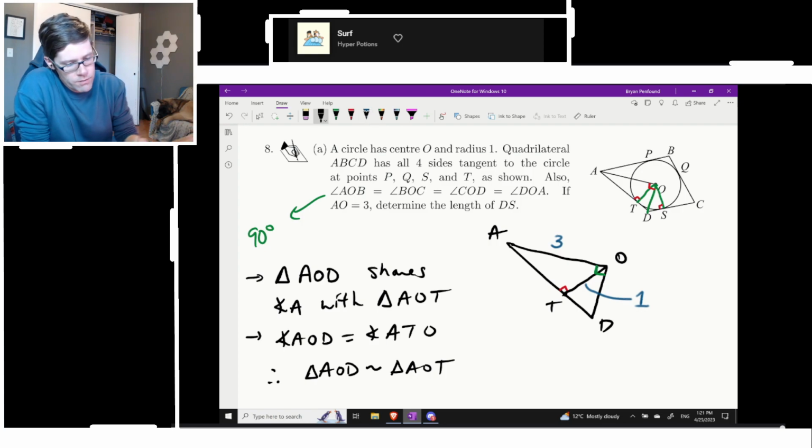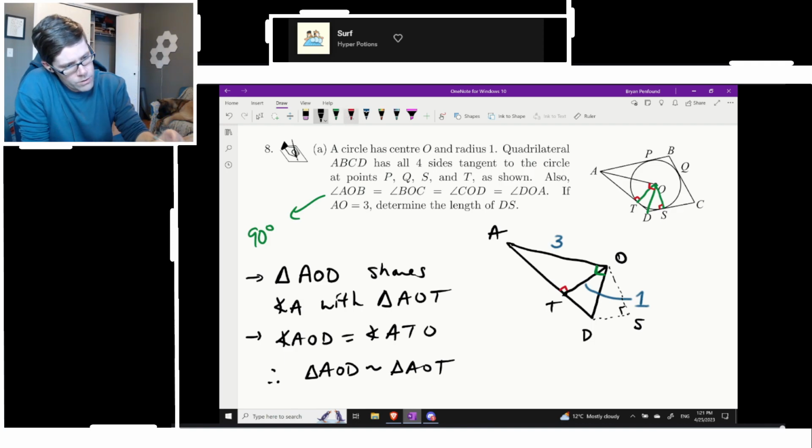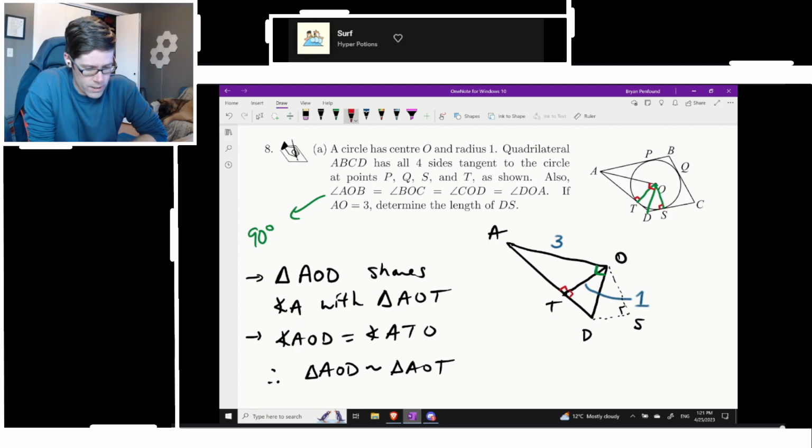Yeah, maybe let's just convince ourselves quickly that it doesn't really matter. So if I do happen to add in, let's put D here and S here. Let's just try to convince ourselves that this triangle should be similar to the triangle TOD. I think that's true.